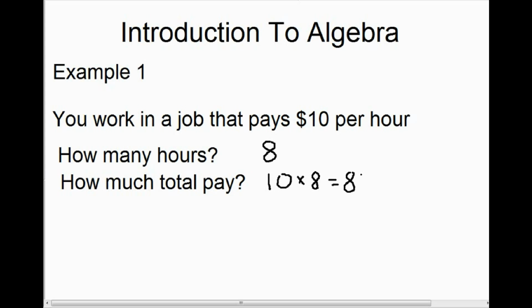Well, let's say you want to calculate how much you made in a week. Each of these examples, 5 hours, 8 hours, that's probably how much you're working in a day. But suppose after a week you worked 36 hours. Well, once again, to calculate what our total pay is, we have to multiply 10 times the number of hours, and in this case it's 36 hours for the week. So our total pay for that week is $360.